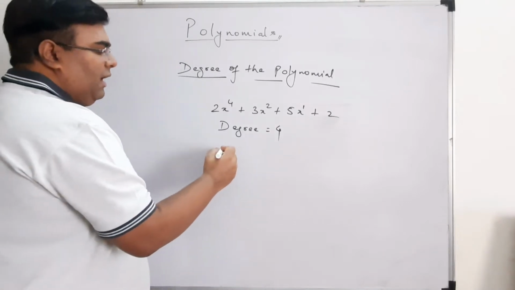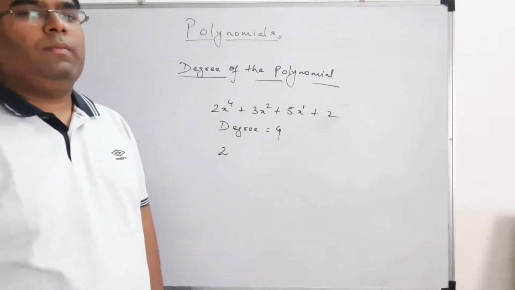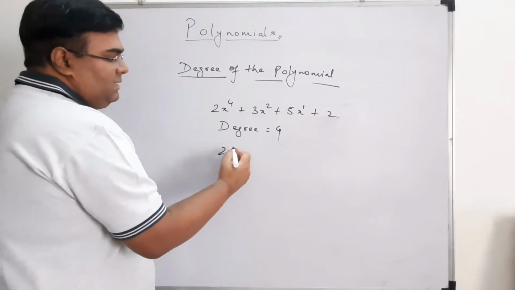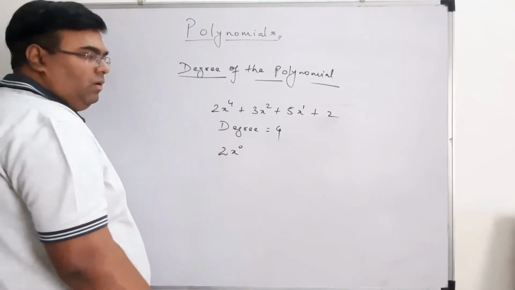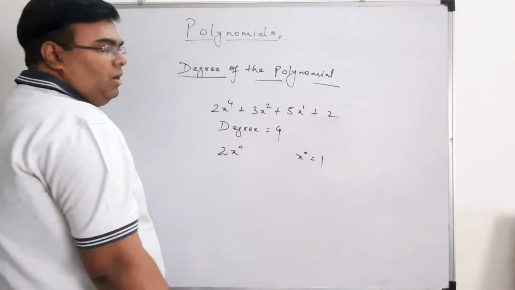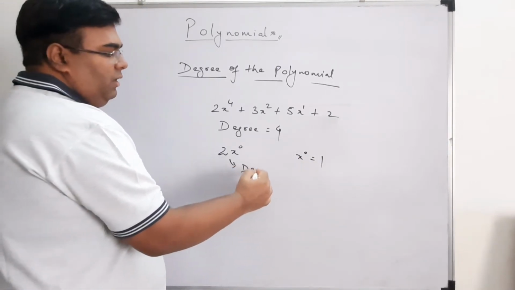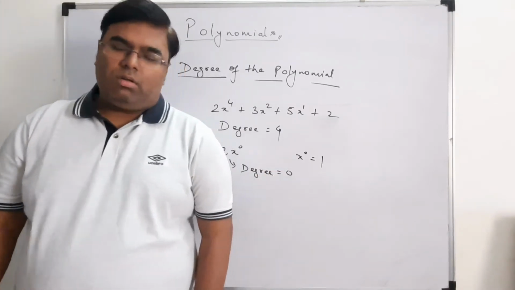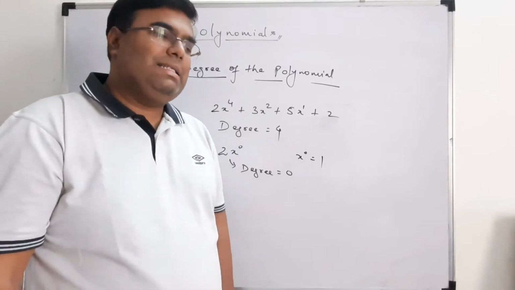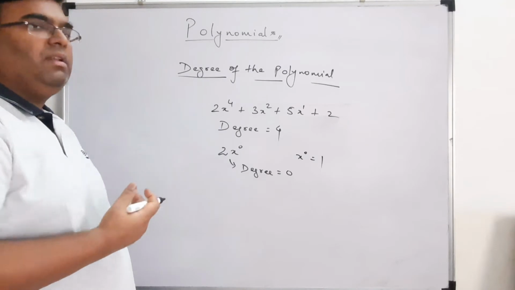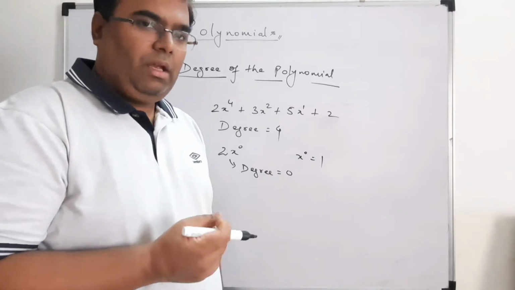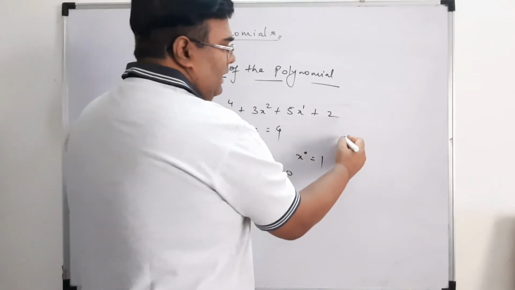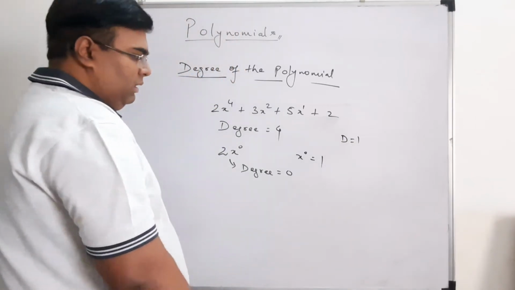Now suppose if we have only this 2, then what is the degree here? Because there is no variable. So when there is no variable, we can write it as x raised to 0. Why? Because x raised to 0 is 1. So here what will be degree? 0, right? So if there is only constant term, we call it with degree 0, and for others we check with the highest power of the variable.